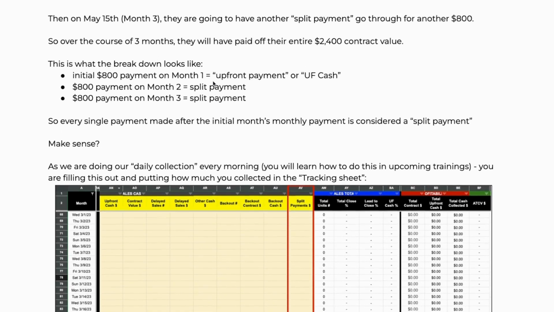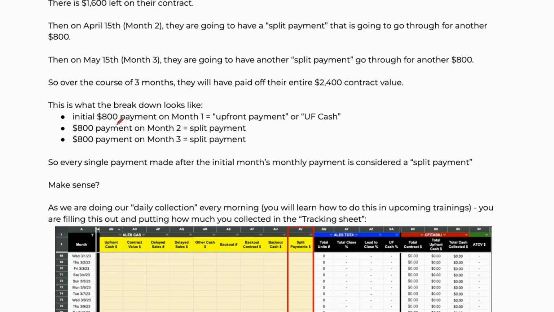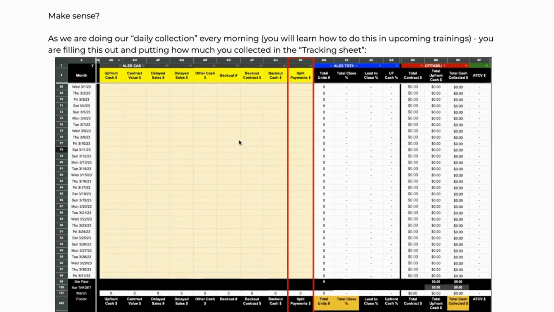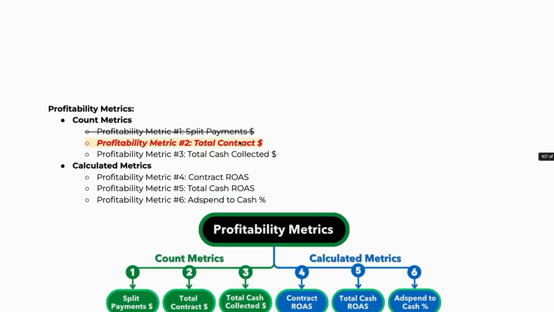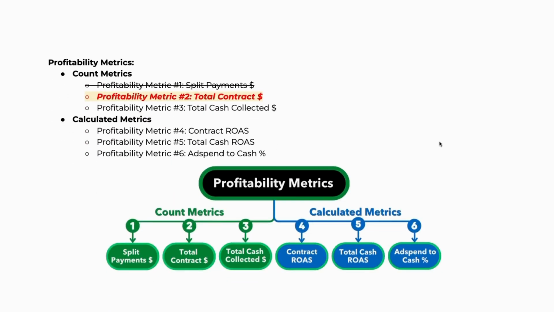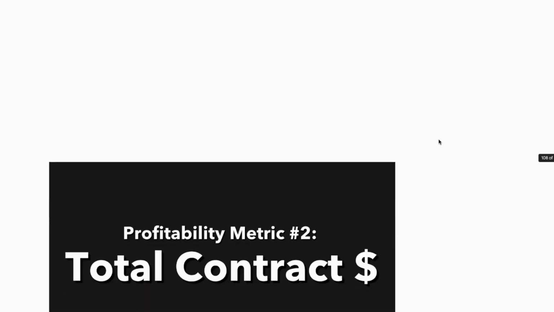Does that make sense? So every single payment that is made after the initial month's monthly payment is what is considered a split payment. Are you on the same page about that? I hope so. I hope that is very, very clear. Split payments are pretty straightforward when it comes to profitability metrics because it is a count metric, okay? So we've gone ahead and talked about that. Now let's go ahead and talk about total contract value or total contract number.